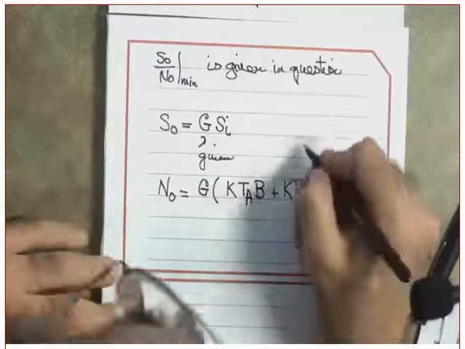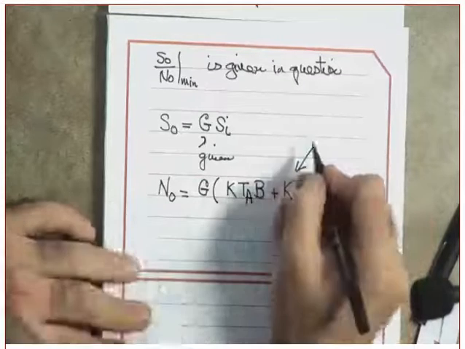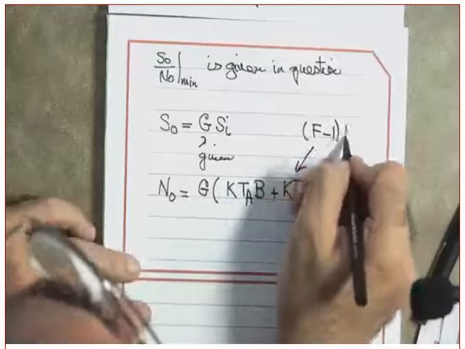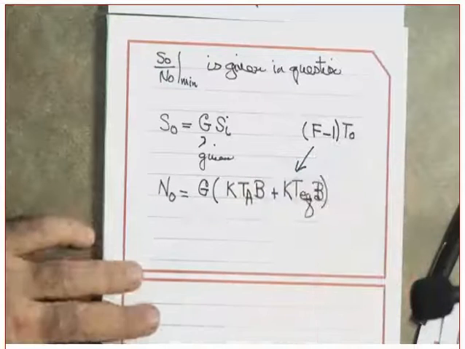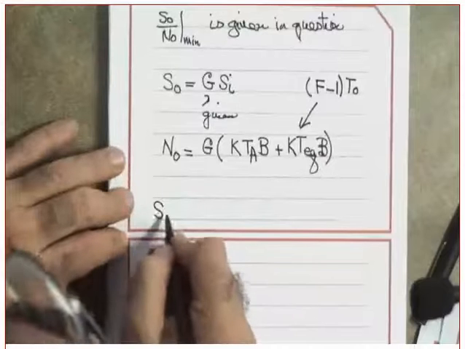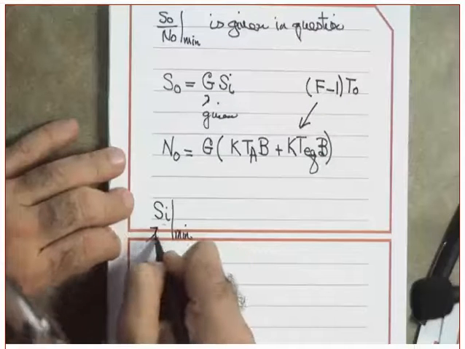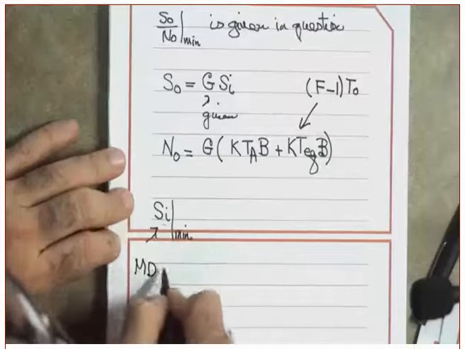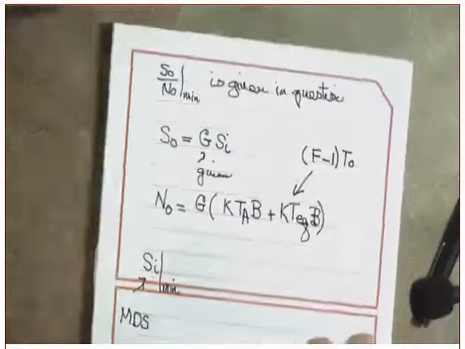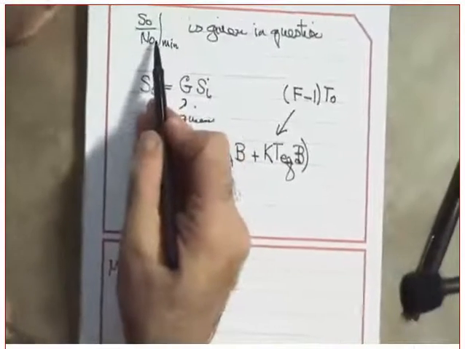Yes or no? What is this T equivalent? That's equal to what? F minus 1 times what? T0. Yes or no? And can you tell me what is the SI minimum? Which is the what? This is the MDS. Remember, one more time, this is given in the problem.